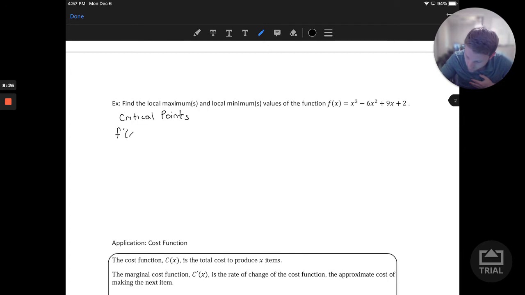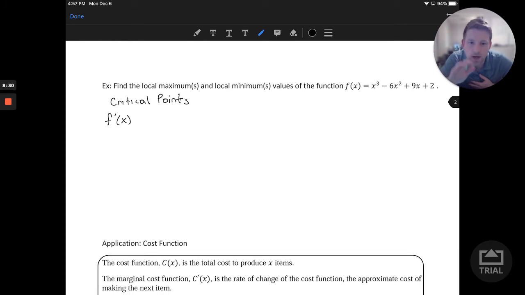We'll call that f prime of x in this case. We'll start with our f of x function, take its power rule derivative. Each of these terms we can take individually. We'll get the following: 3x squared minus 12x plus 9, and then the 2 becomes just a 0. So that is our f prime of x.